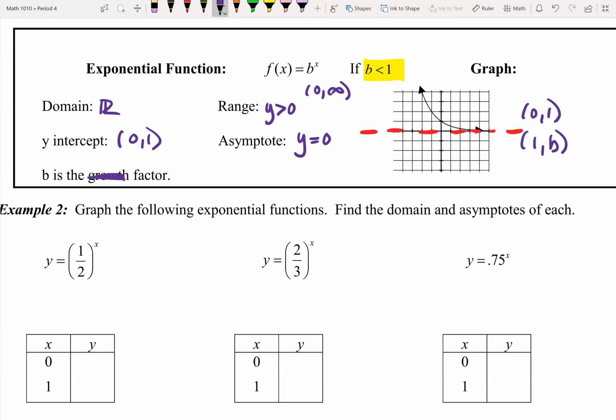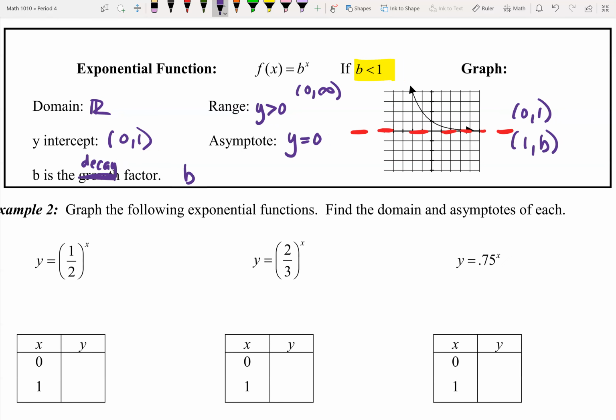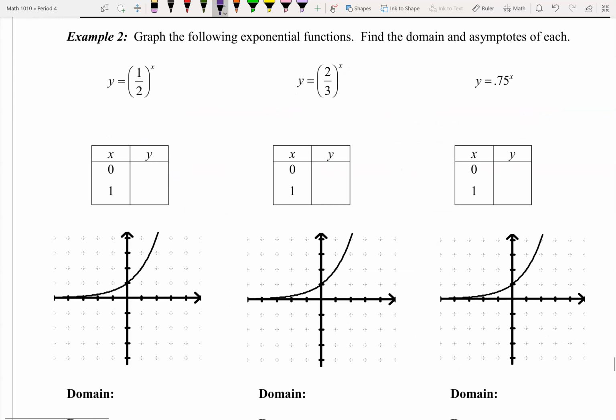Cross out growth and put decay. As it travels from left to right, it's decreasing, which means it's a decay factor, and the decay factor is b.